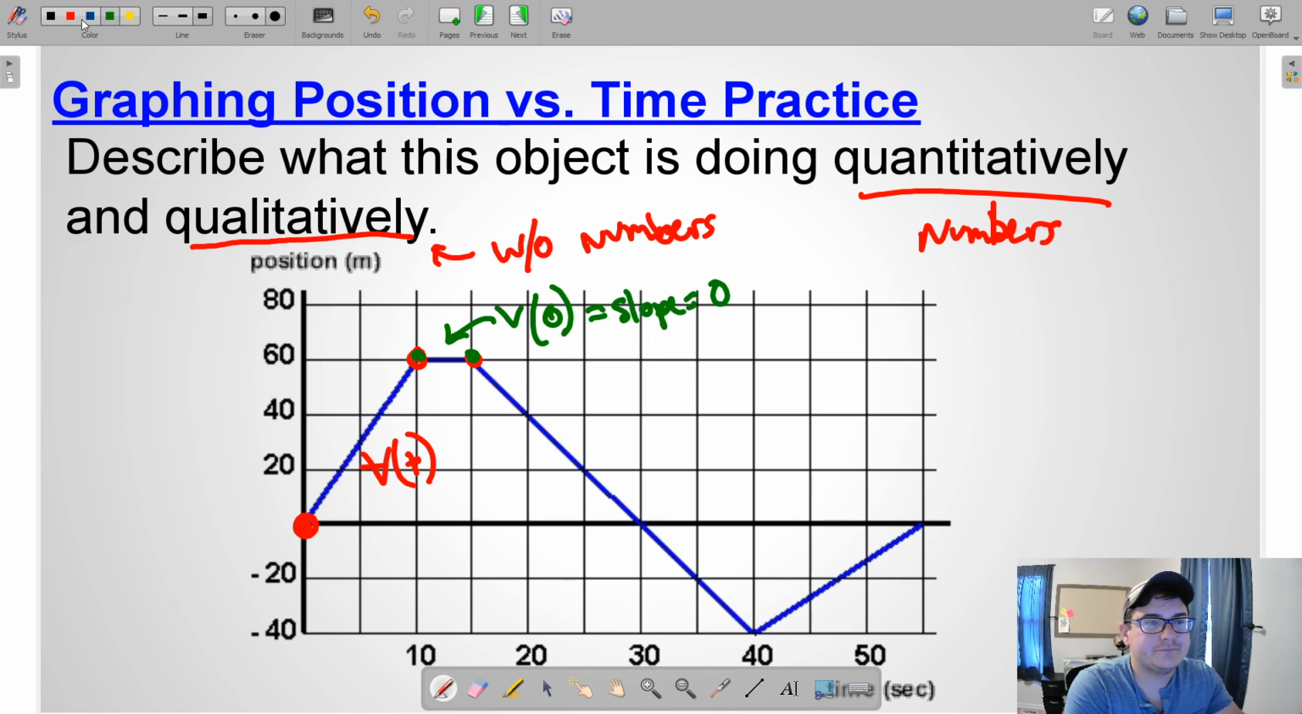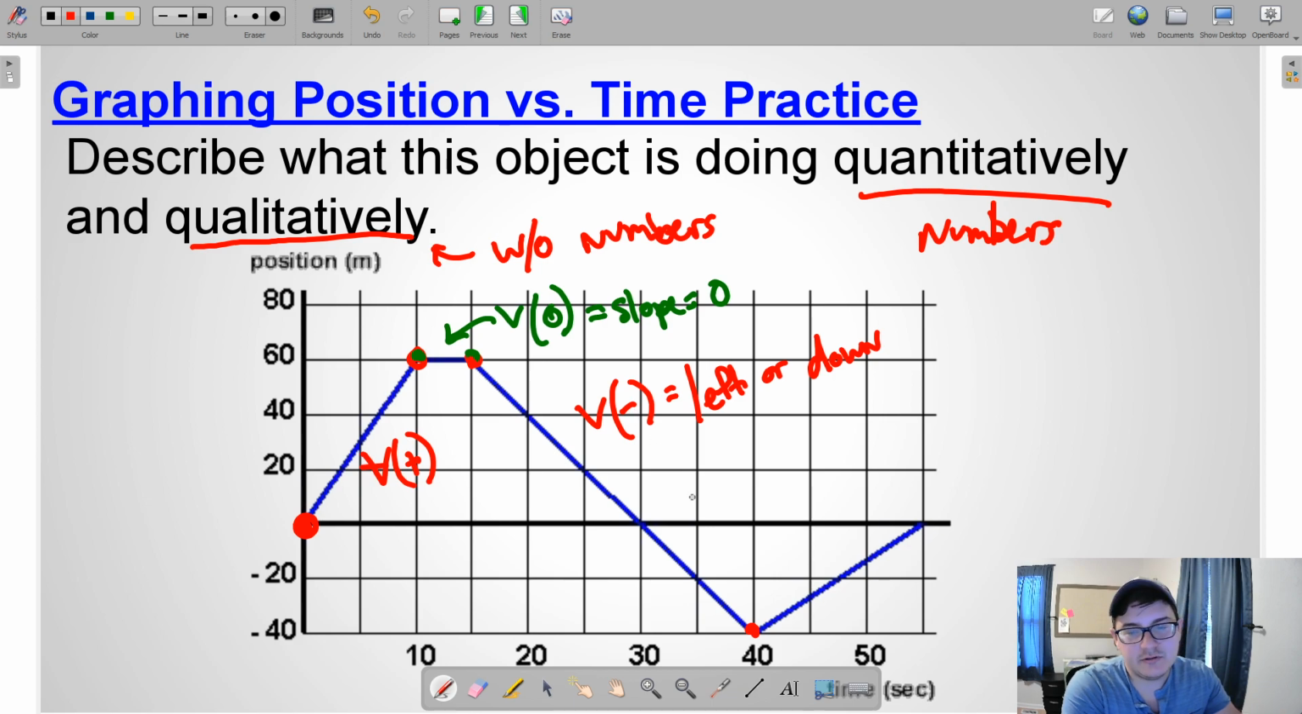All right. What about this next little chunk right here? We've got from 15 all the way down to 40. Well, this is a negative slope, which means the object is traveling to the left, or it could be going down.